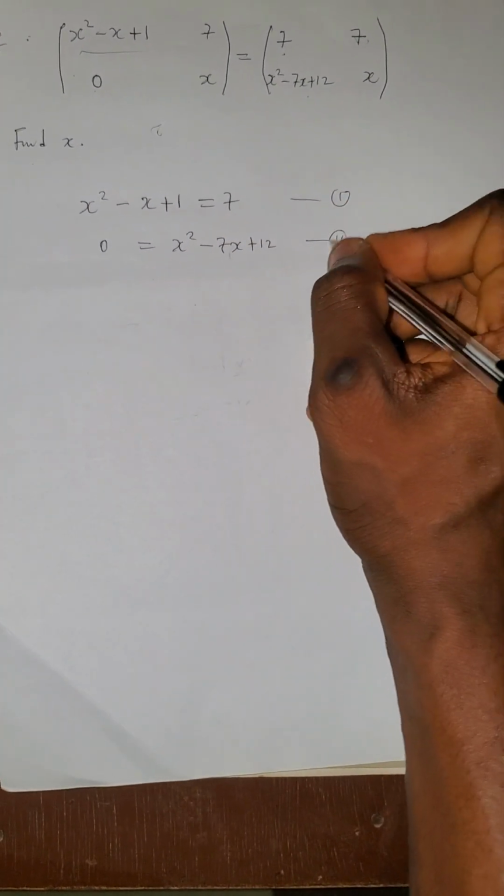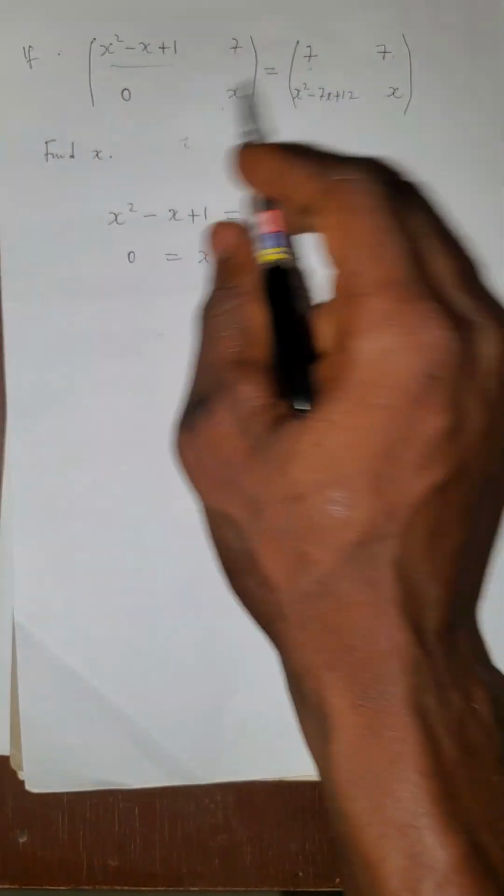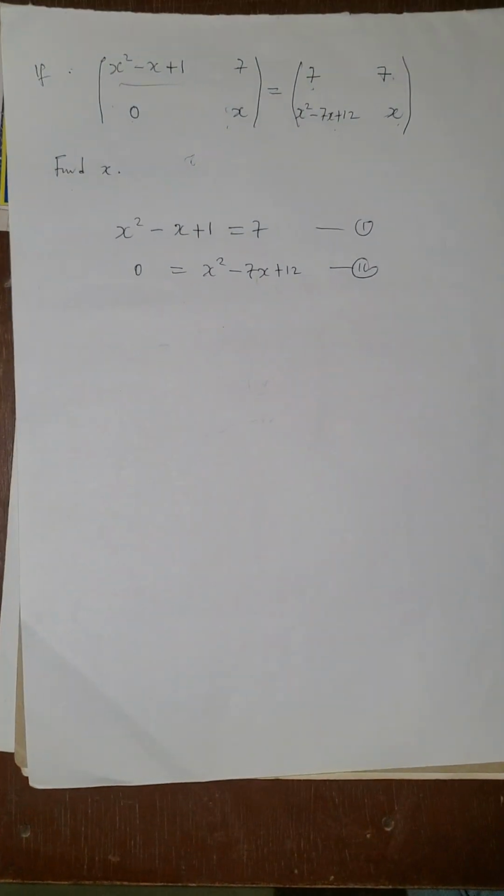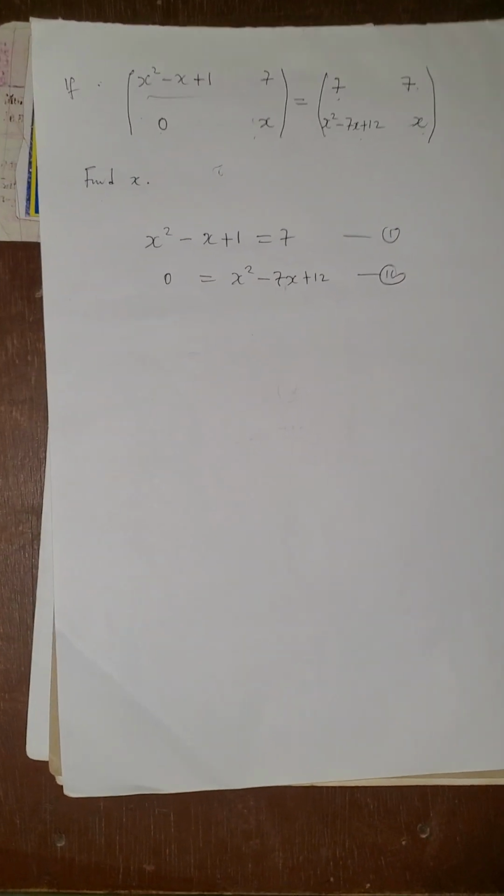This one is equation 1. This one is equation 2. Don't forget x is equal to x here. So we are asked to find x. We have to find x.